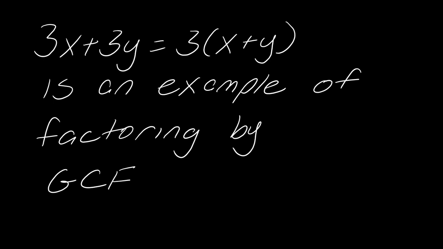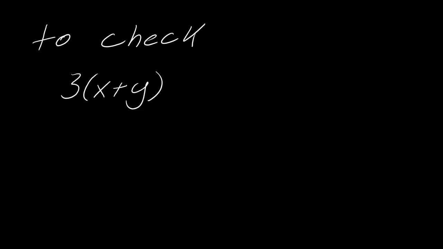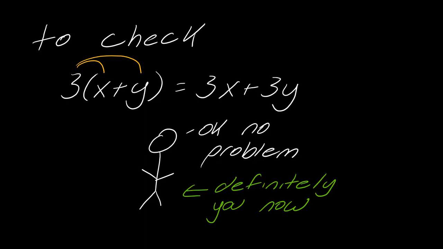And so what if I wanted to check this? The nice thing about this is that there's a really quick check if you aren't sure if you got it right. All you have to do is multiply back in. So you distribute the 3 to the x and to the y so that you get 3x plus 3y. And so then, okay, we've got it. We're good to go. Hunky-dory.